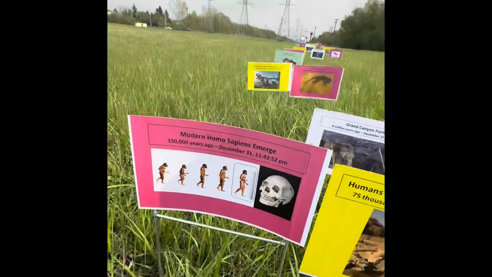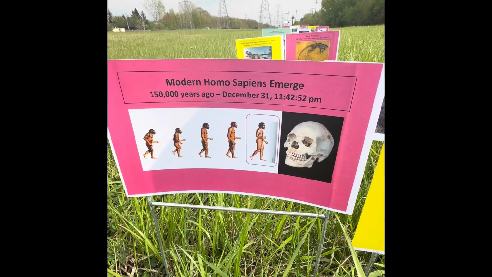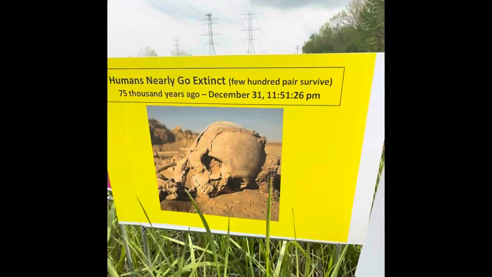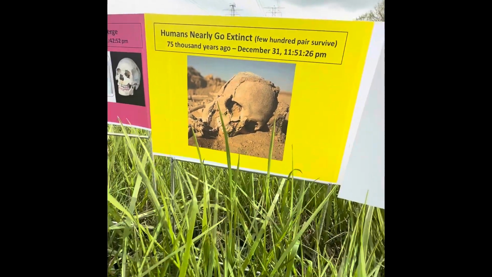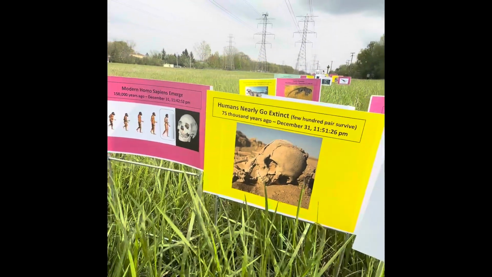So I want you to kind of take that into consideration. 17 minutes ago on our cosmic calendar is when we've just seen our first Homo sapiens. And then roughly 9 minutes later, we almost go extinct. So we barely last about 9 minutes on this planet before we have almost an extinction event. Several hundred pairs of both sexes were able to survive, and that was able to save the human race. But pretty significant that we barely lasted about 9 minutes on this Earth, and we almost had an extinction event.